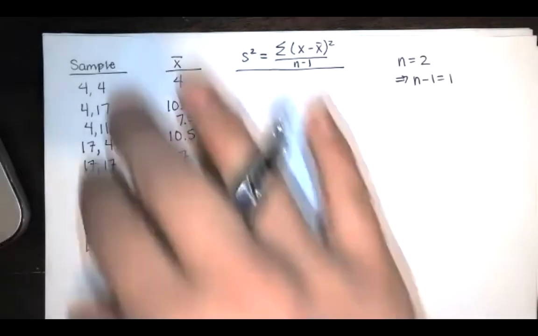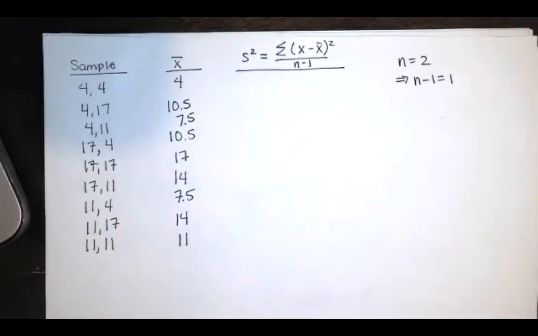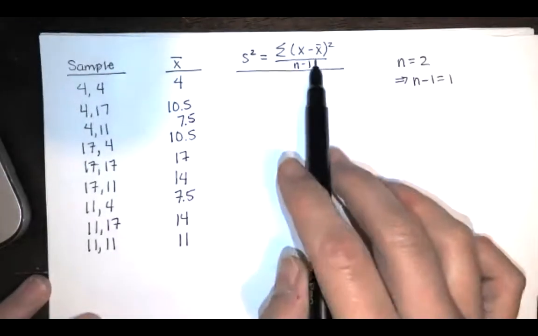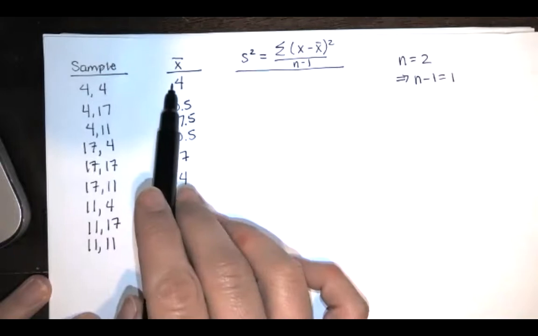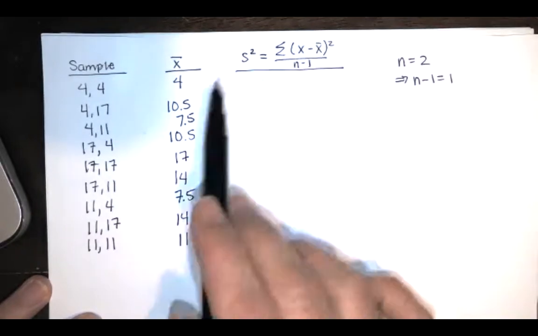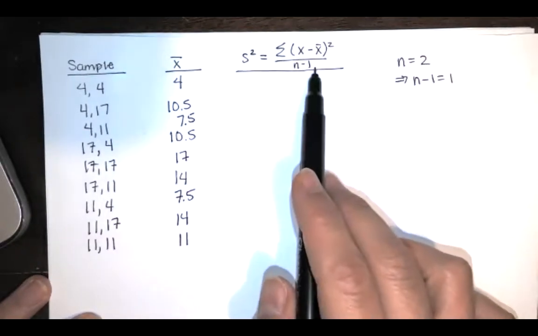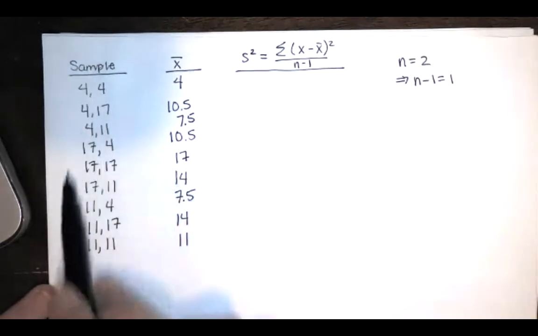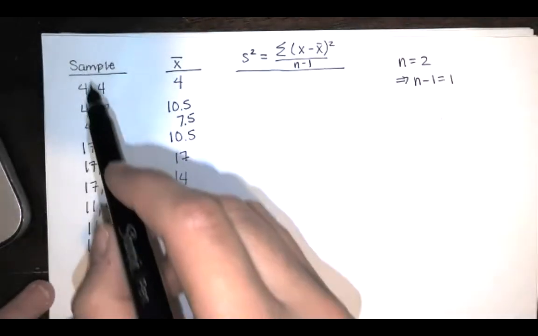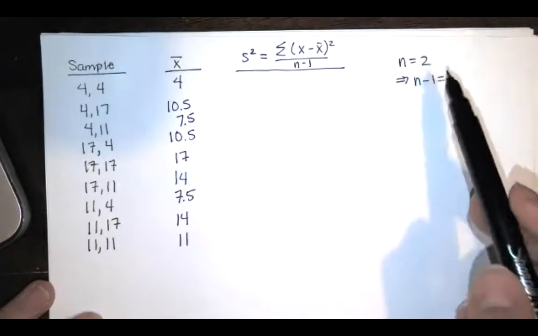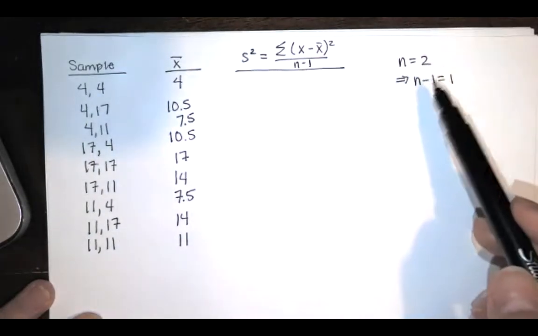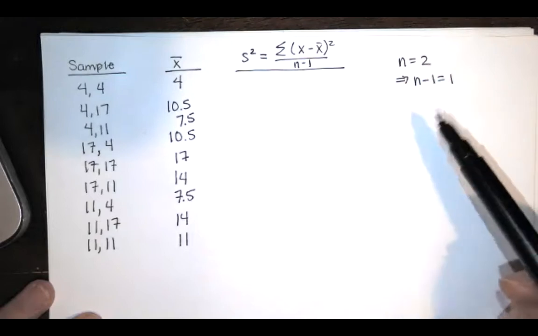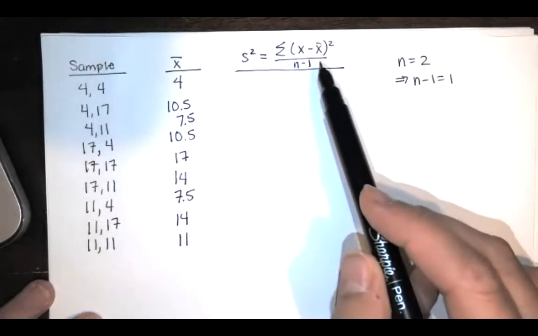Okay, so we've got our samples over here and our means here. Now remember what this means. You're going to take each of the values in your sample and you'll subtract the mean, then you'll square those, you'll add those together, and then you'll divide by n minus 1. But each of these has 2 elements in it. So these have sample size n equals 2. So if n equals 2 for each sample, then n minus 1 is going to be 2 minus 1, or just 1. So we really don't even have to divide by anything.